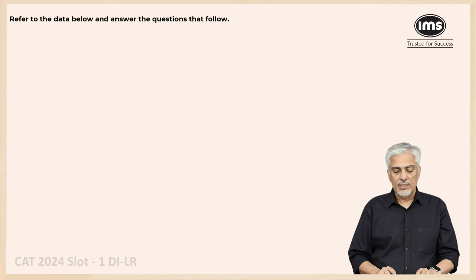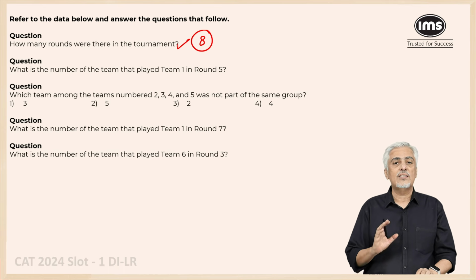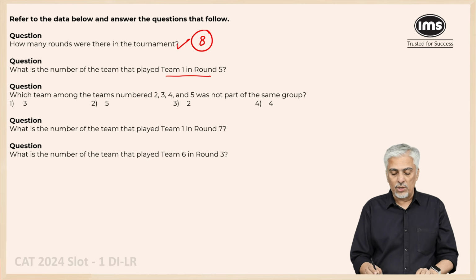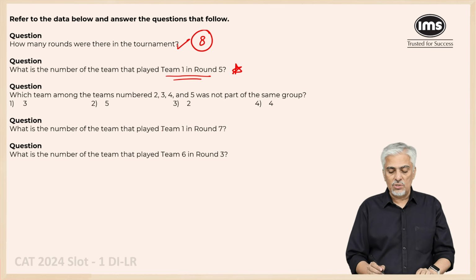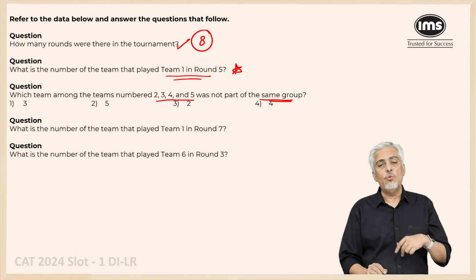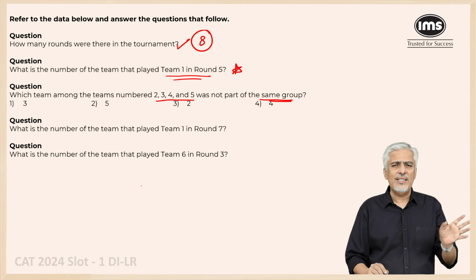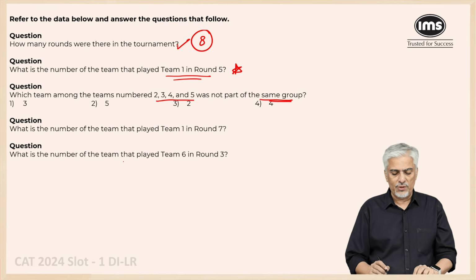Let's continue. Let's see the questions. How many rounds were there in the tournament? Already done, 8 rounds. One question already done, 3 marks already got. What is the number of the team that played team 1 in round 5? This was such a direct question. When you read the data, I'll tell you why. Which among the teams number 2, 3, 4, 5 was not in the same group? Now, I already know 1 and 5 are in different groups. That is from reading from the start. Nothing else I've read in too much detail. In fact, a lot of things we'll get from there also.